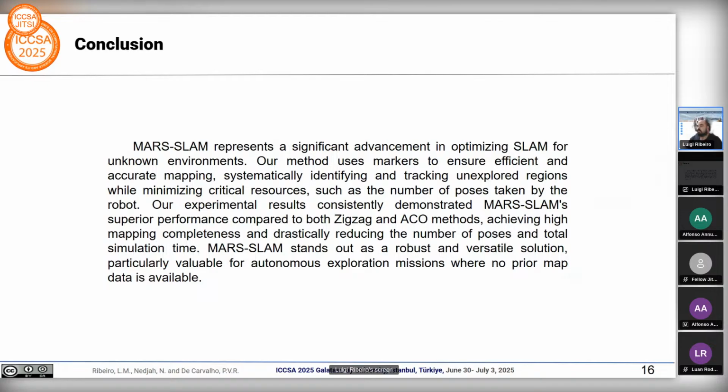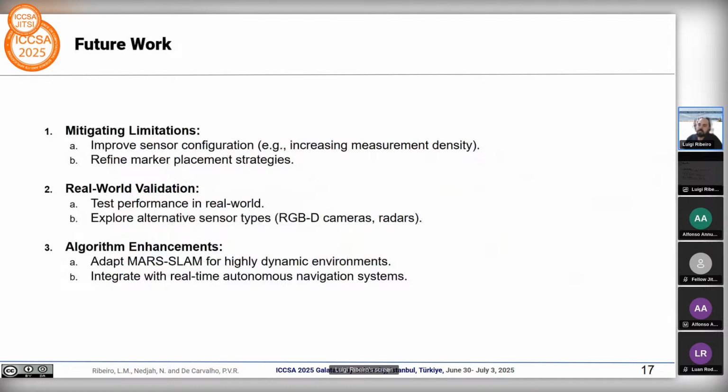Marlin stands out as a robust and versatile solution, particularly valuable for autonomous exploration missions where no prior map data is available. In future work, we aim to improve sensor configuration, refine marker placement strategies, test performance in the real world, explore alternative sensor types, adapt Marlin for highly dynamic environments, and integrate with real-time autonomous navigation systems.